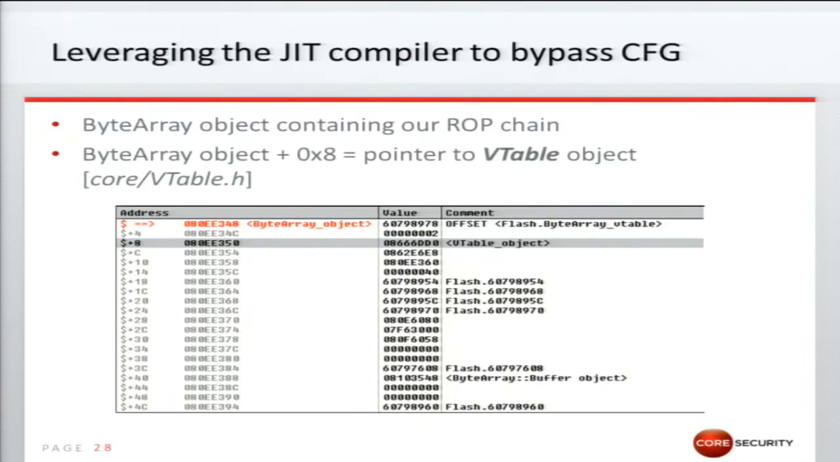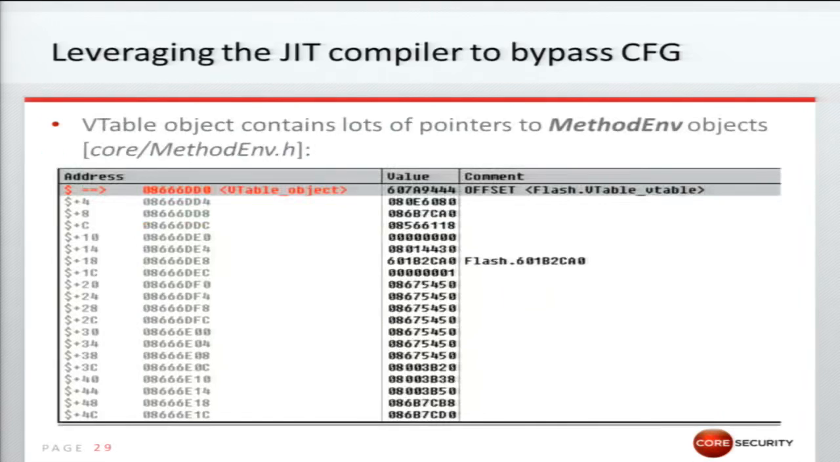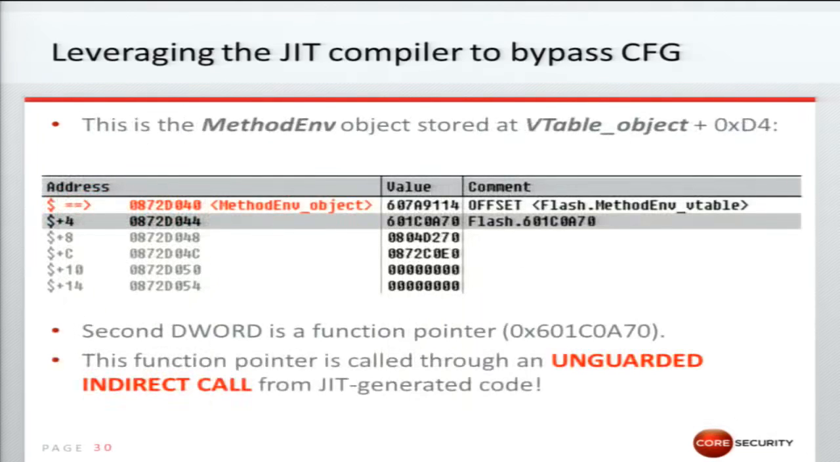So at offset 8 of our byte array, we have a pointer to a BTable object. Let's follow it, and here we have the BTable object, which contains a lot of pointers to objects of type MethodEnv. And let's focus on the MethodEnv object whose address is stored at offset 0xd4 of the BTable object. So this is the MethodEnv object whose address is stored at offset 0xd4 of the BTable.